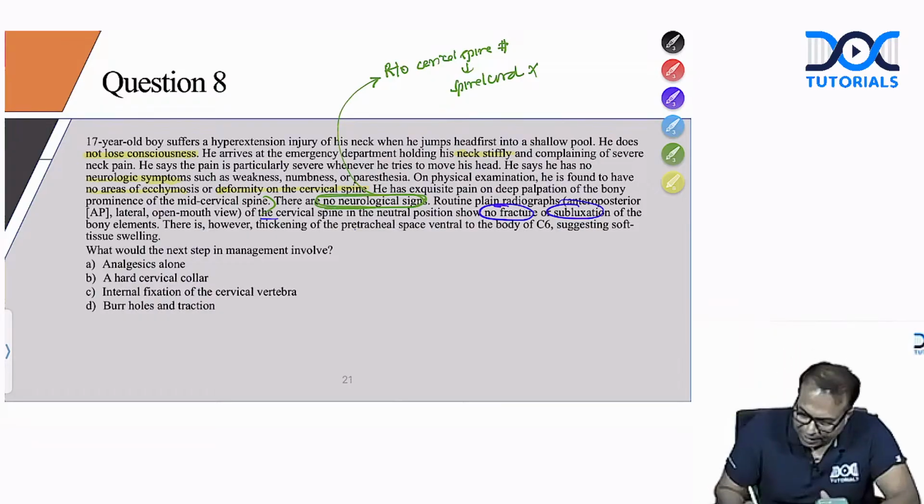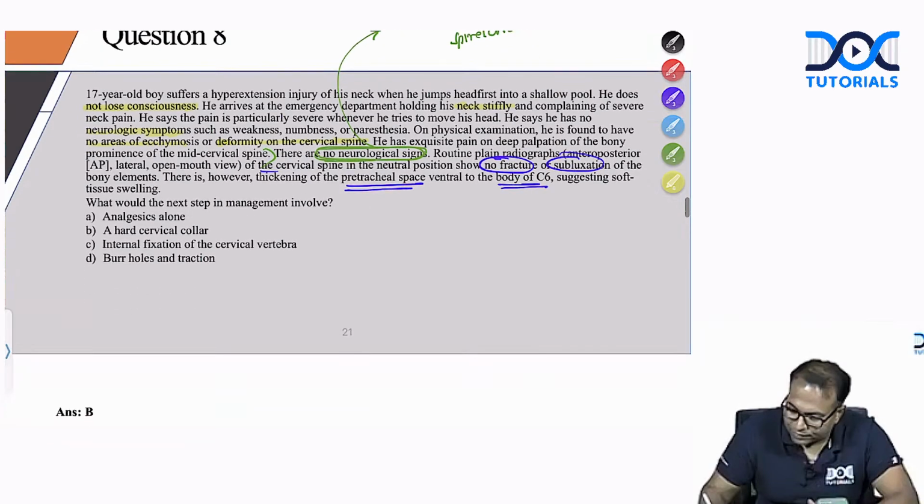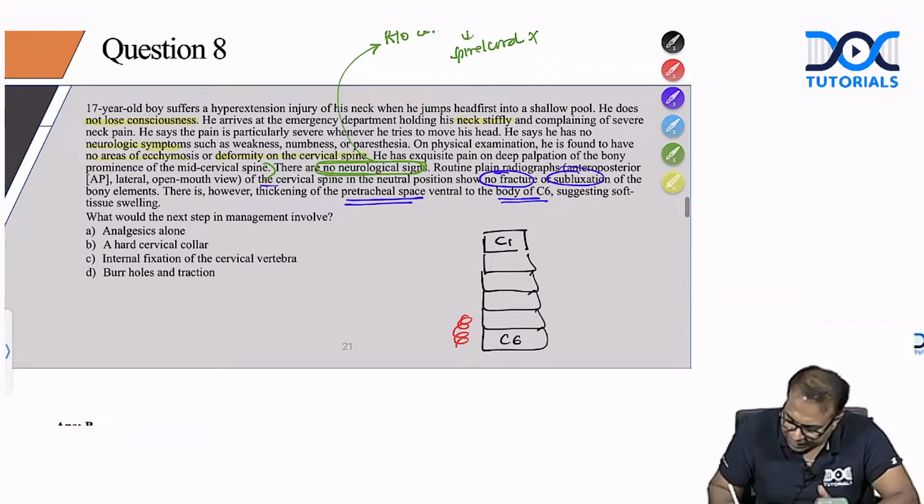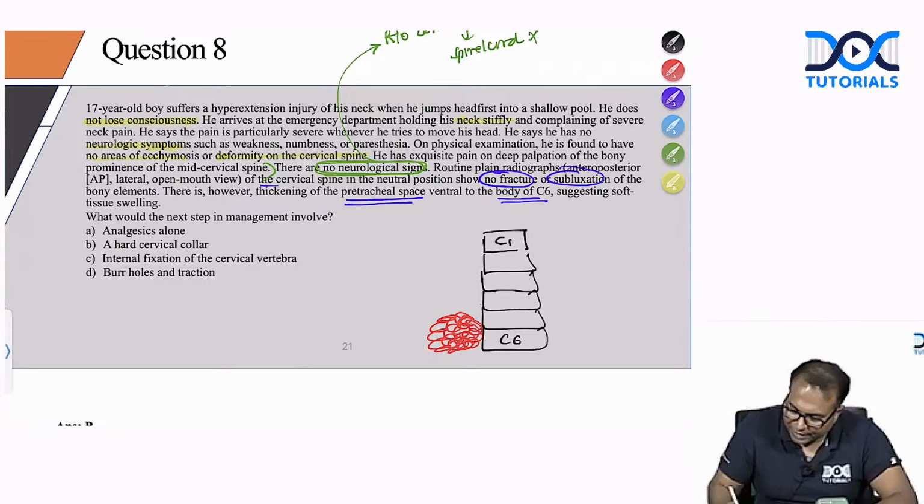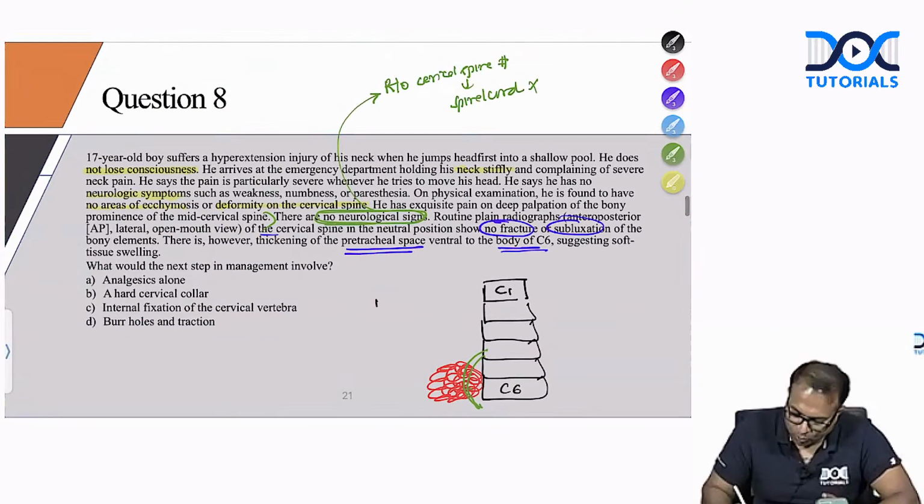There is, however, thickening of the pretracheal space ventral to the body of C6 vertebra. So let us assume C1, 2, 3, 4, 5, 6. Near the C6 vertebra, there is a pretracheal space. There is a hematoma like this. This is probably due to damage of the ligaments. So what we are dealing with now is a ligamentous injury, cervical spine.